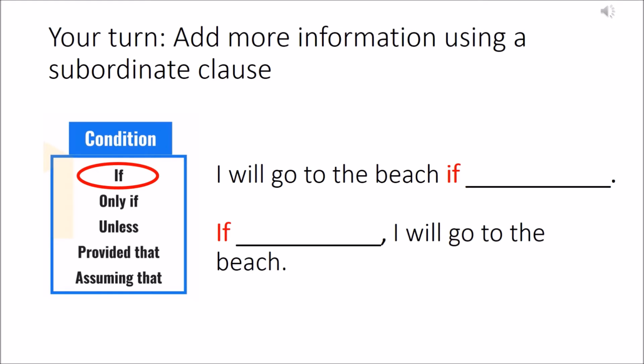Let's now use a condition conjunction. Let's try if. I will go to the beach if, and at the beginning of the sentence, if, I will go to the beach. So what condition would you go to the beach? Maybe, I will go to the beach if it is sunny. If it is sunny, I will go to the beach.